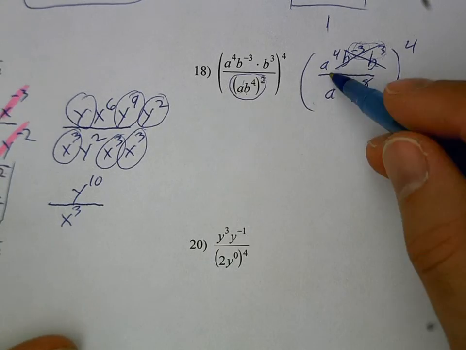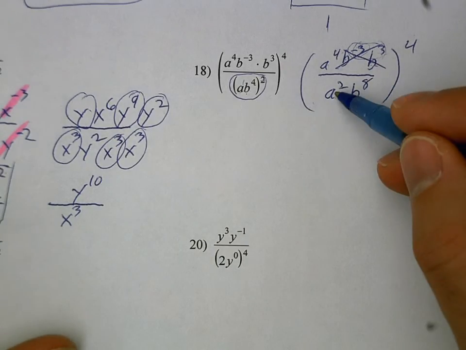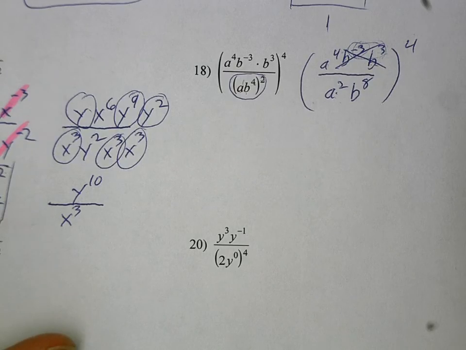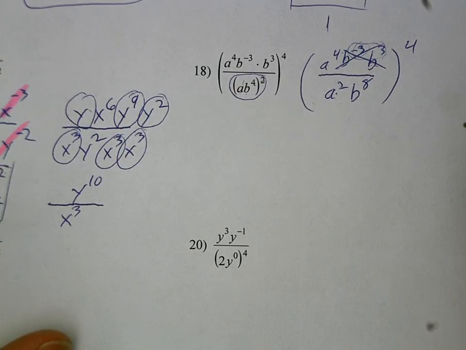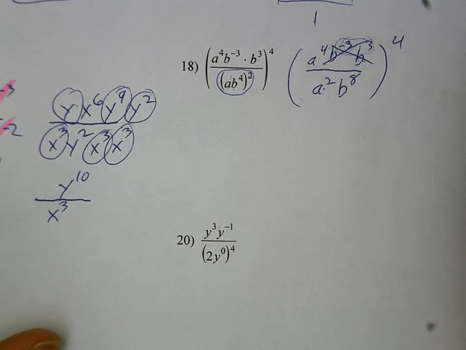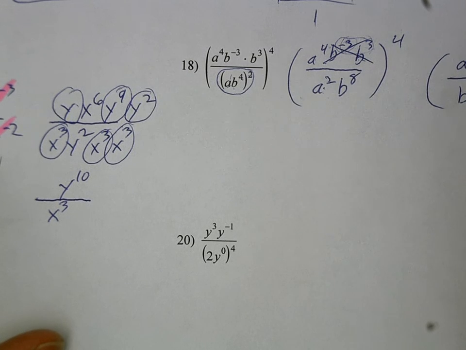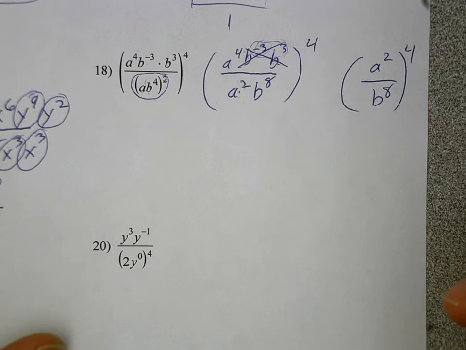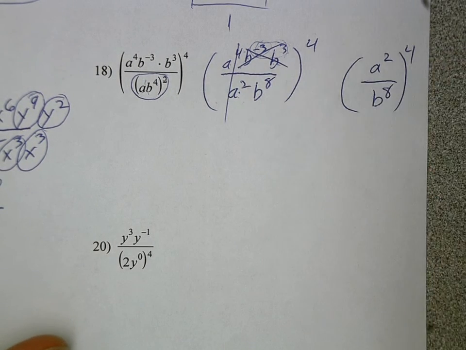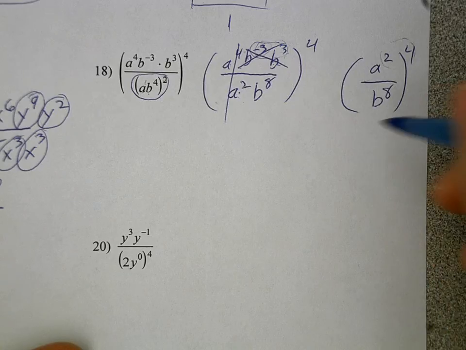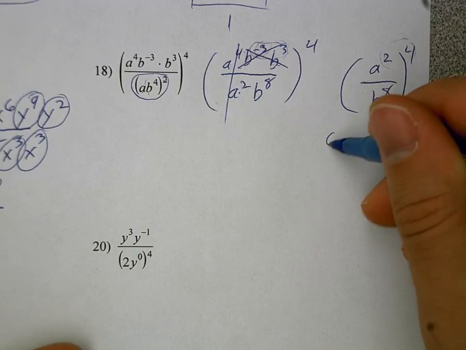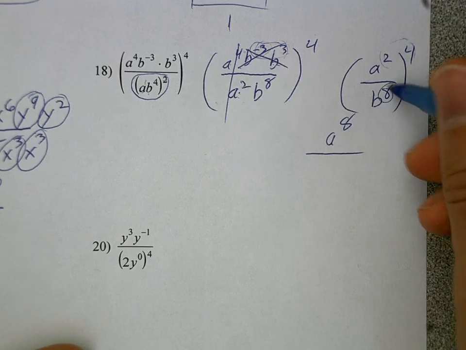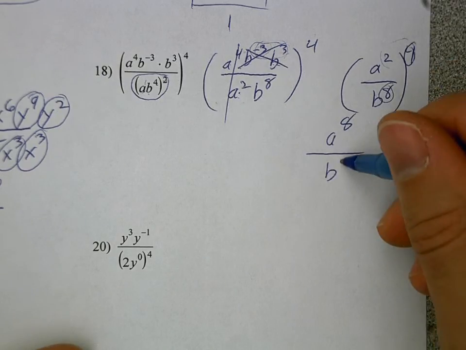And now here, a to the fourth, a squared. Can I cancel those out? How many a's are left over and where are they? 2 on the top or the bottom. A squared over b to the 8th, raised to the 4th power. So again, we canceled those out, left with just a squared. So now, raise everything to the 4th power. Yep, 2 times 4 is a to the 8th. 8 times 4. Yep, 32.